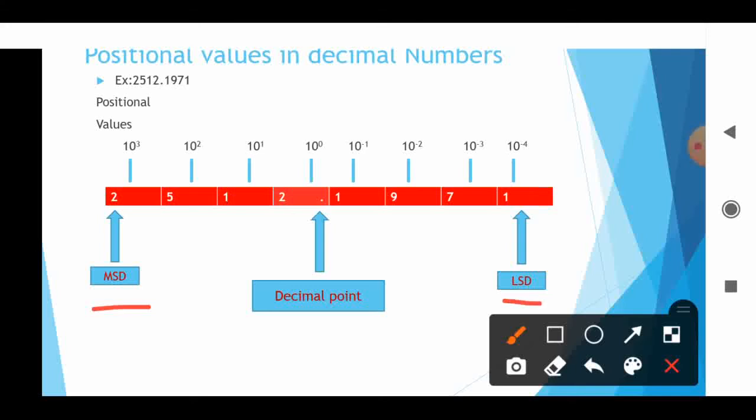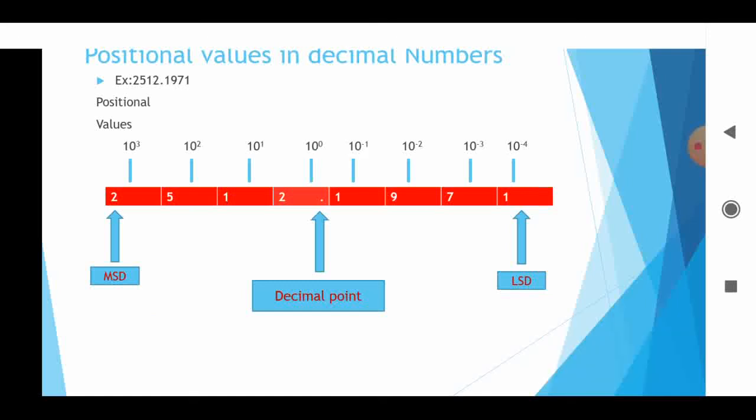After the decimal point, you can represent the number as base 10 with a negative power, starting from 10 power minus 1, and continuing up to the last digit with 10 power minus 2, 10 power minus 3. Before the decimal point, you start with base 10 with the positive power 0. The next is 10 power 1, then 10 power 2, then 10 power 3.